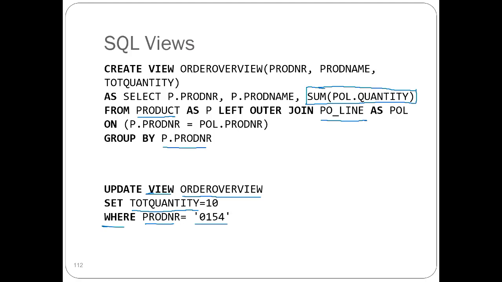Now let's first understand our intention. In this view, what we want to do is set the total quantity of the product with the product number 0154. Intention clear, right? Now tell me, is it okay? Should this work? Or is there anything that will create problems for us?